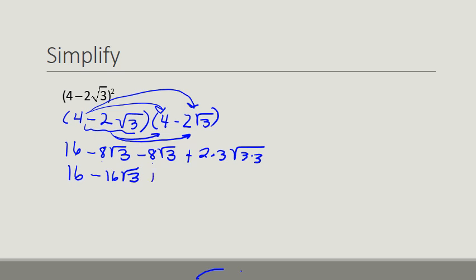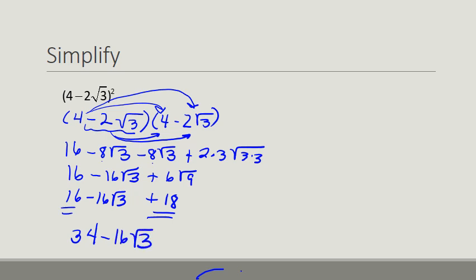plus 6 root 9. Square root of 9 is 3, and 3 times 6 is 18. So now I've got 16 minus 16 root 3. I'm going to combine my like terms, and I'm going to get 34 minus 16 root 3.